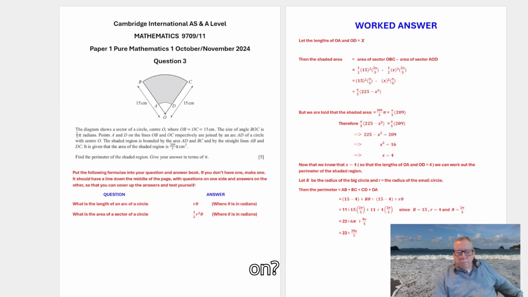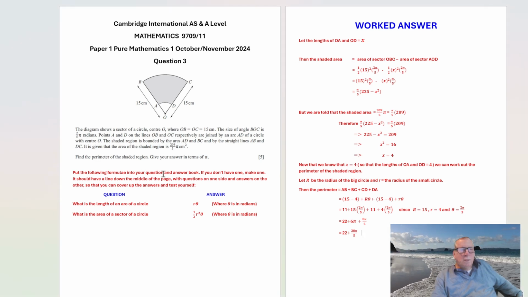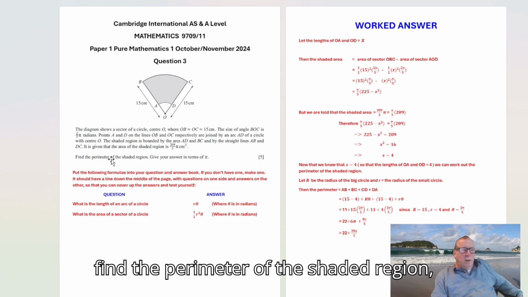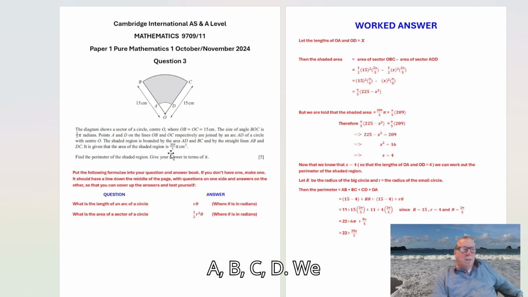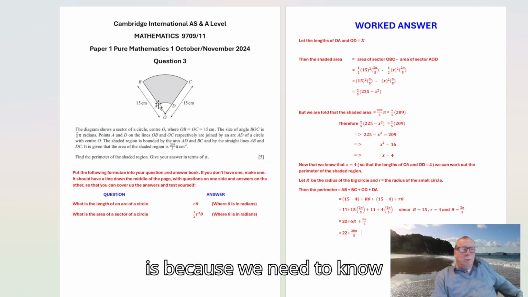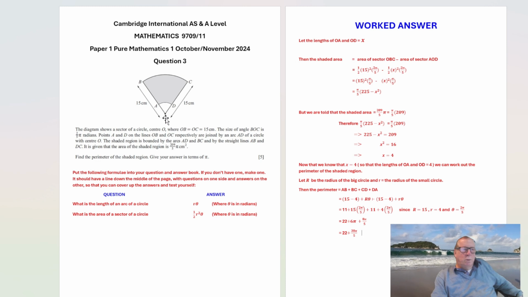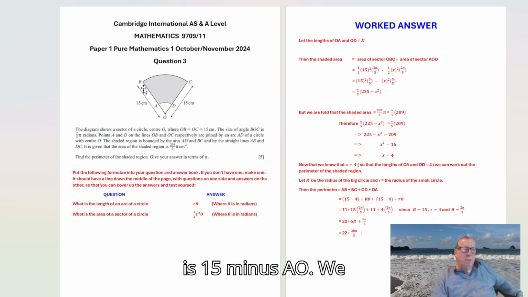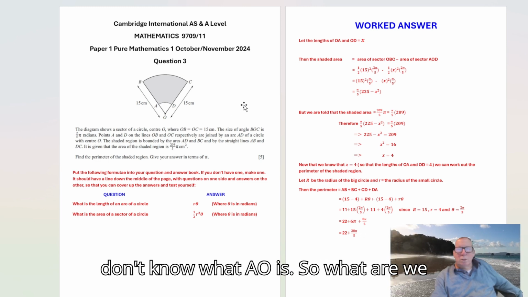So how did you get on? This is an explanation. We're asked to find the perimeter of the shaded region, A, B, C, D. We need to know, for a start, what AO is, because we need to know how much AB equals. AB is 15 minus AO. We don't know what AO is. So what are we going to do?